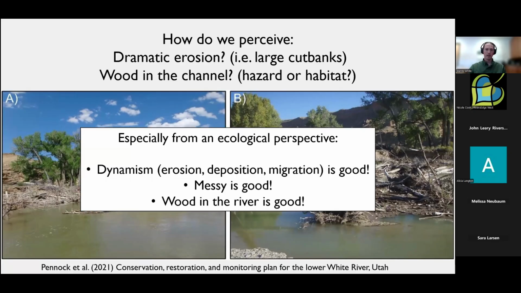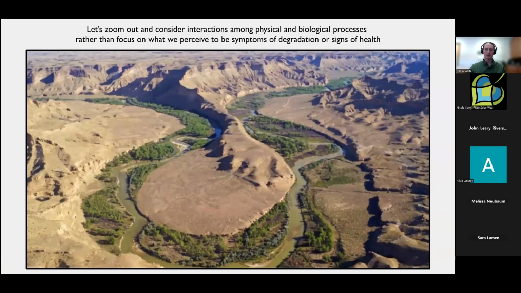Yeah, so wood in the river is good and messy is good. So rather than zeroing in on single features, like a cut bank or a log jam, it's helpful to take a step back and look at the whole system. This drone image of the White River lets us see the bigger picture, how the channel winds across its floodplain, how vegetation patches are arranged, and how sediment is being stored and mobilized.